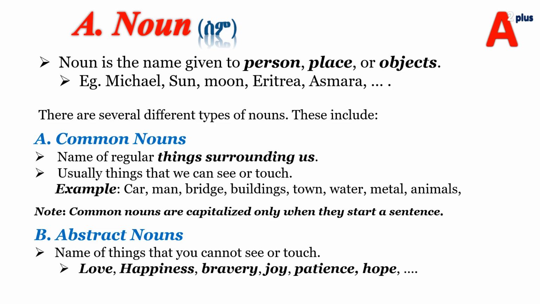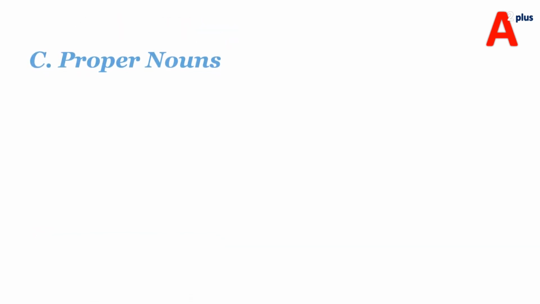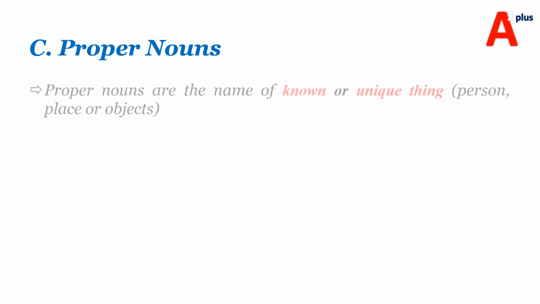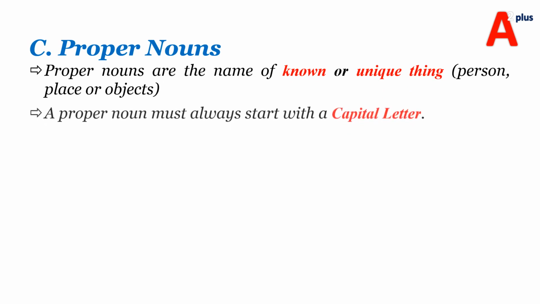These are abstract nouns. Proper noun is a noun that is given to a known or unique thing, person, place or object. A proper noun must always start with a capital letter.